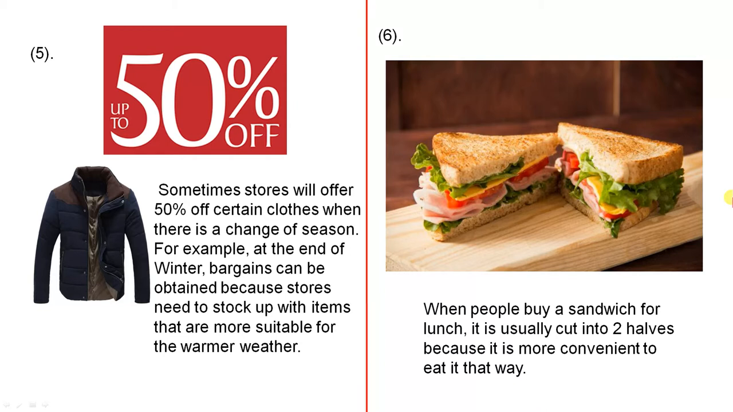Example 6. When people buy a sandwich for lunch, it is usually cut into two halves because it is more convenient to eat it that way.